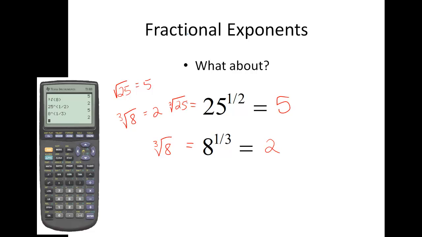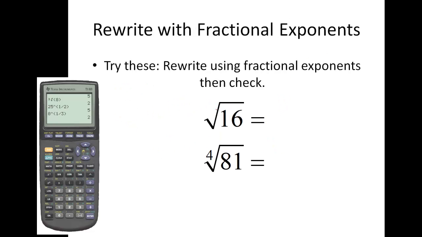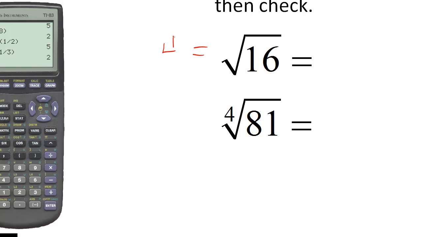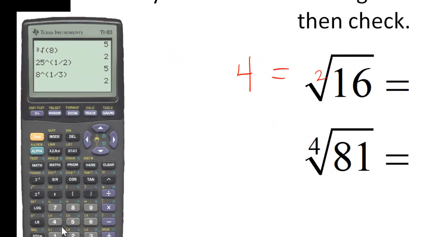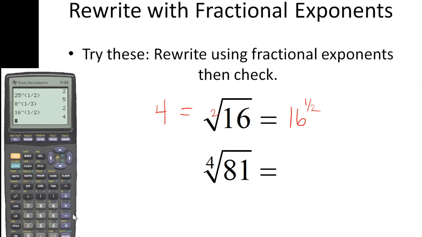Let's try these. If the square root of 25 was 25 to the 1/2, what do we think we're going to rewrite the square root of 16 as? I know that the square root of 16 is 4 to start out with. We think that there's a 2 here, so I'm going to try 16 to the 1/2 power and see if I get 4. So 16 to the 1/2 power is in fact 4. Excellent.